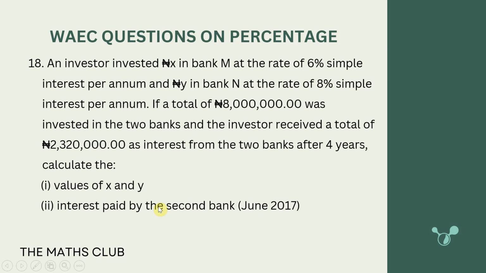Next question says that an investor paid X naira in Bank M at the rate of 6% simple interest per annum and Y naira in Bank N at the rate of 8% simple interest per annum. If a total of 8 million was invested in the two banks and the investor received a total of 2.32 million as interest from the two banks after 4 years, calculate the value of X and Y and the interest paid by the second bank. I want you to pause the video and try this out yourself.